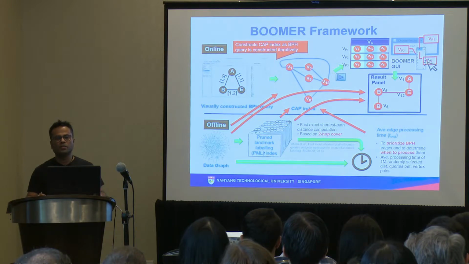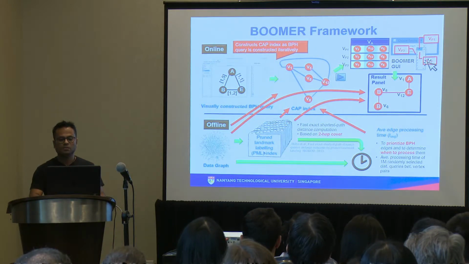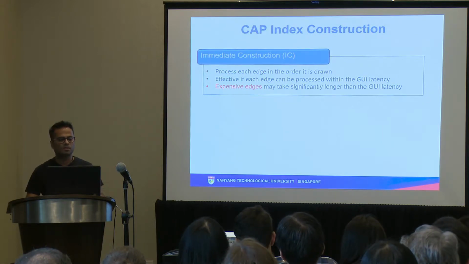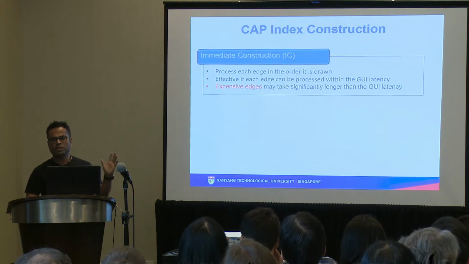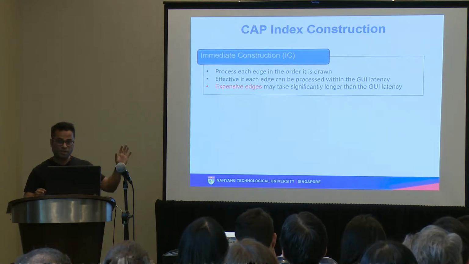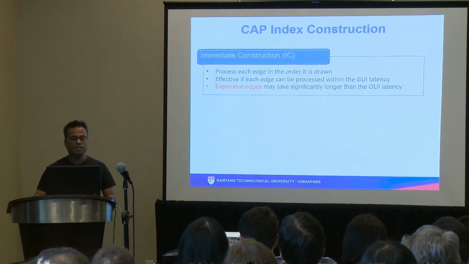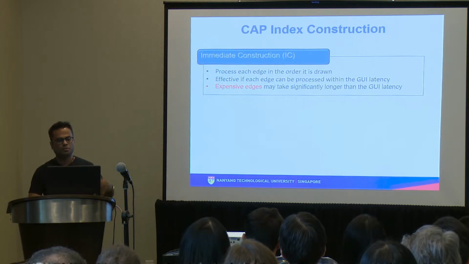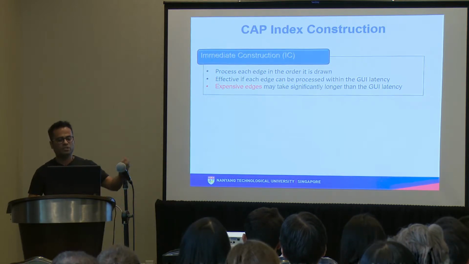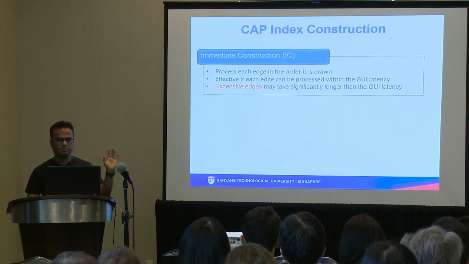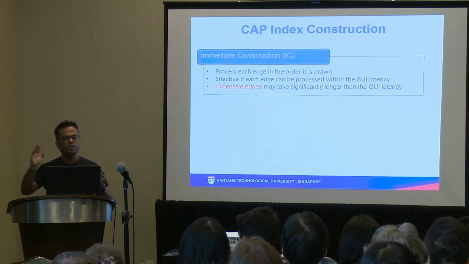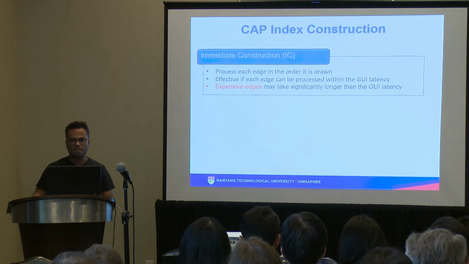Okay, so this is the overall framework of BOOMER. Now, let me go into a little bit more detail on this CAP index construction and show you with an example. We have two strategies in the paper to construct the index. The first one is pretty intuitive, and I'm sure many of you can get this: just construct based on the order in which the edges are drawn. So process each edge in the order it is drawn, and for every edge we construct the CAP index. However, it's pretty easy to see that this idea is effective only when you can process the edge within the GUI latency, typically around 2 seconds before the drawing of another edge.